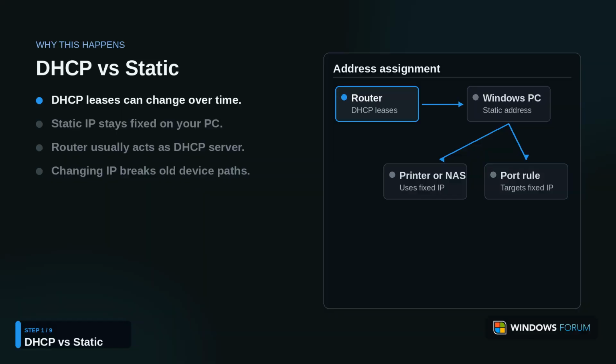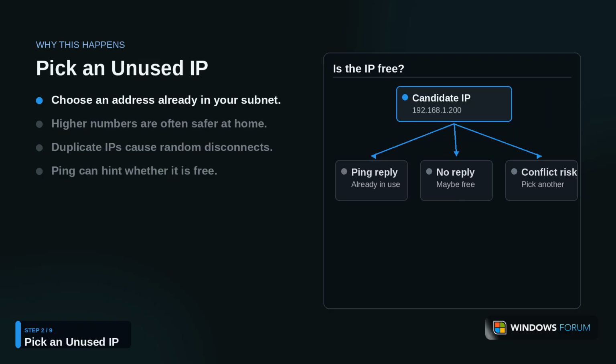What you're really changing here is how your PC gets its local address. With DHCP, your router hands out an IP lease automatically, which is convenient, but not guaranteed to stay the same. A static IP tells Windows to keep one address every time, so anything that points to this PC can keep finding it. That matters for shared printers, mapped NAS paths, and router port forwarding rules that would fail if the address moves.